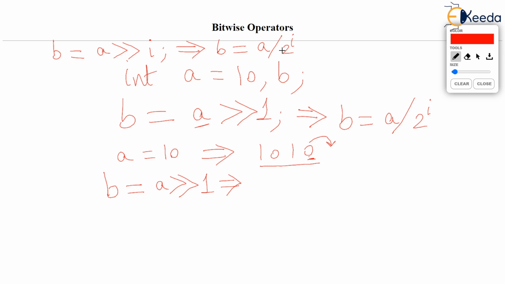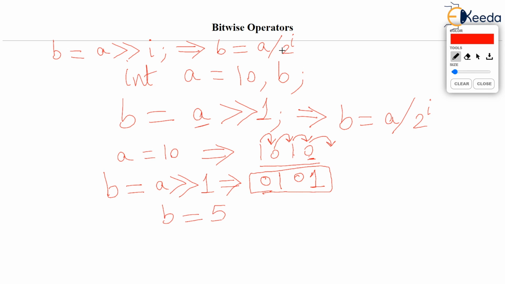But the second last bit will occupy the LSB. So 1 joins here, and every bit like this gets right shifted by 1. So we get 0 here, we get 1 here, and one additional 0 is padded in the MSB, most significant bit. Hence, this is the value of B. B is 0101. See that B in decimal is 5, because 101 is nothing but 5.